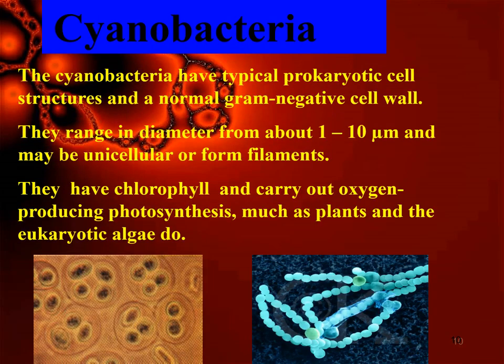The second group of bacteria is the cyanobacteria. The cyanobacteria have a typical prokaryotic cell structure and a normal gram-negative cell wall. They range in diameter from about 1 to 10 micrometers and may be unicellular or form filaments. They have chlorophyll and carry out oxygen-producing photosynthesis, much as plants and eukaryotic algae do, as photosynthetic bacteria.